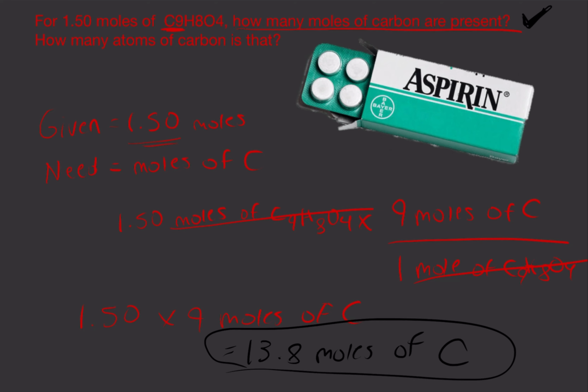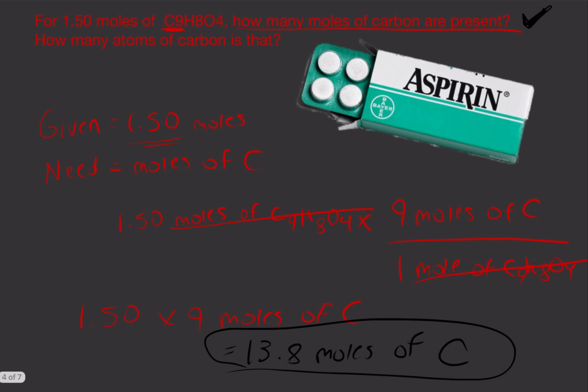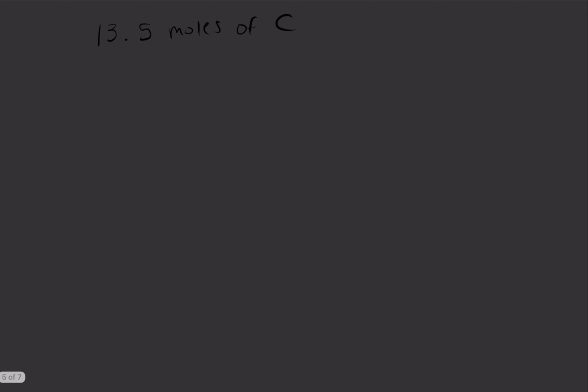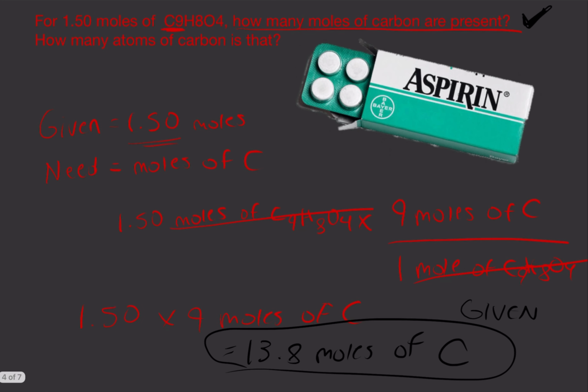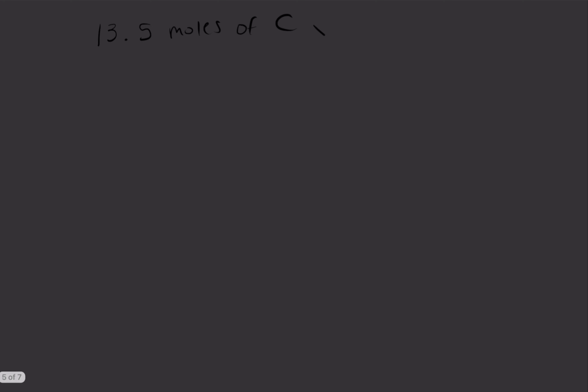Now, the second part of the question is, how many atoms of carbon is that? So let's start this over again. So now, what are we given? We have 13.5 moles of carbon now. That's our given. We just solved that before. What are we looking for now? Now we're looking for how many atoms of carbon is that? So we're going to times it by Avogadro's number. This time, this will have atoms because that's what we're looking for.